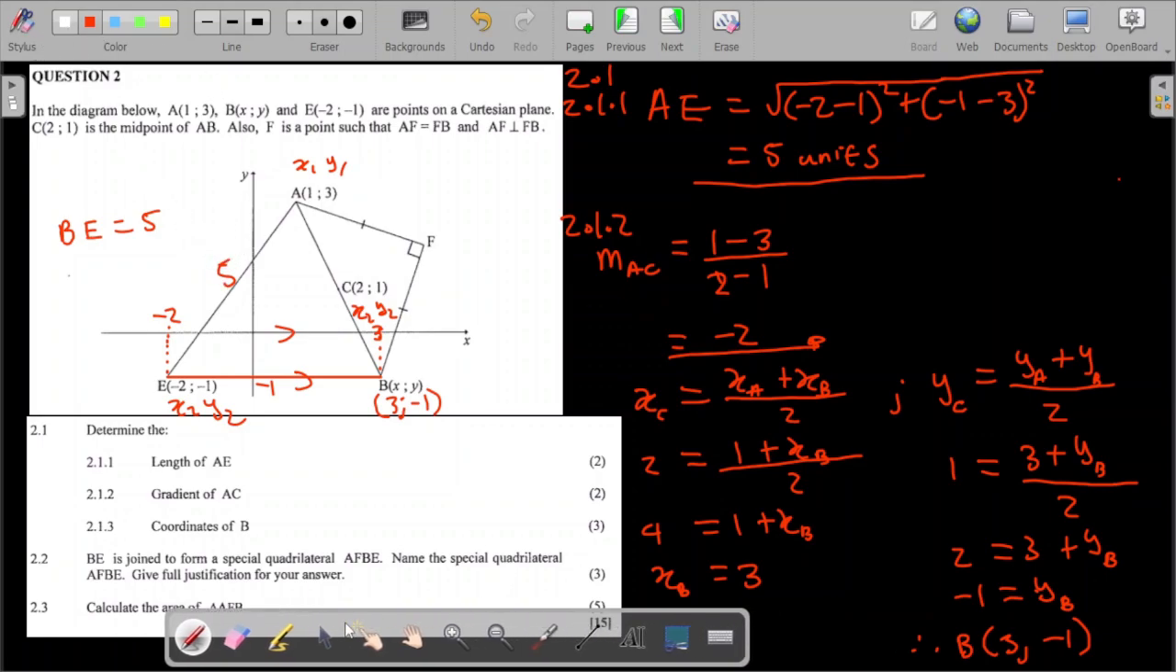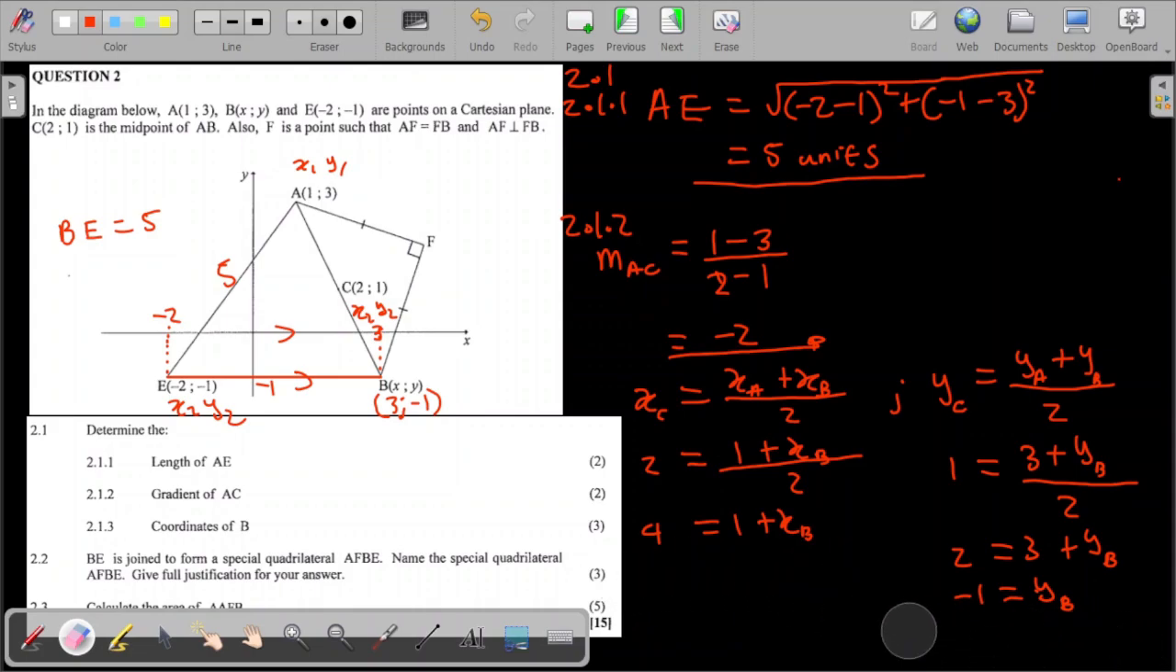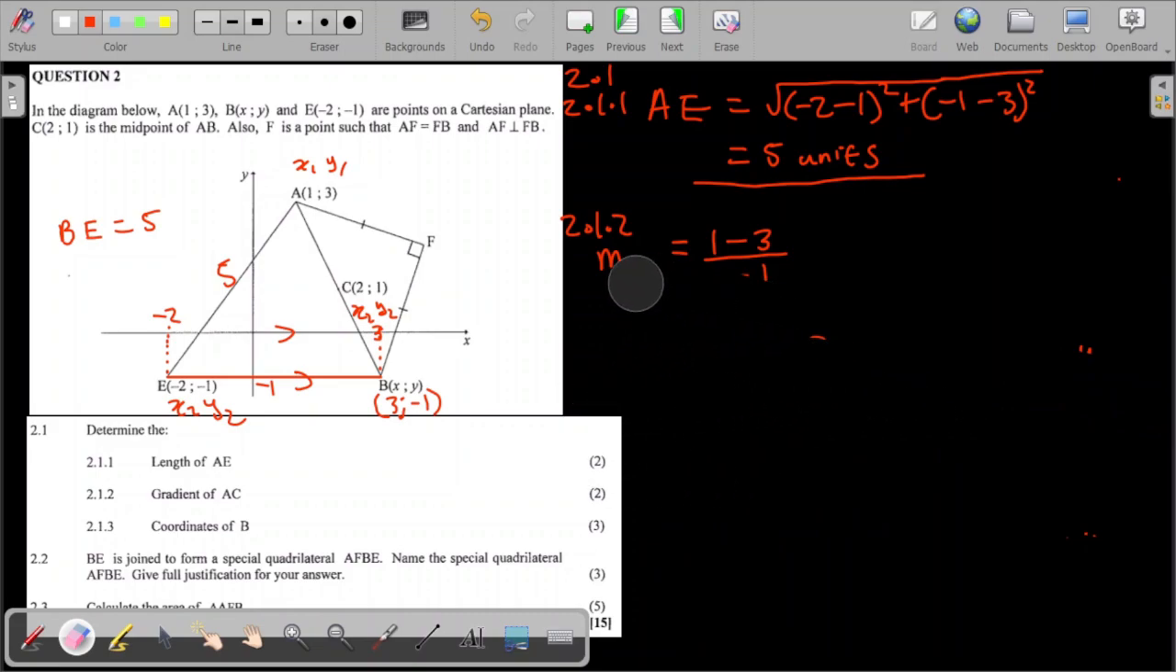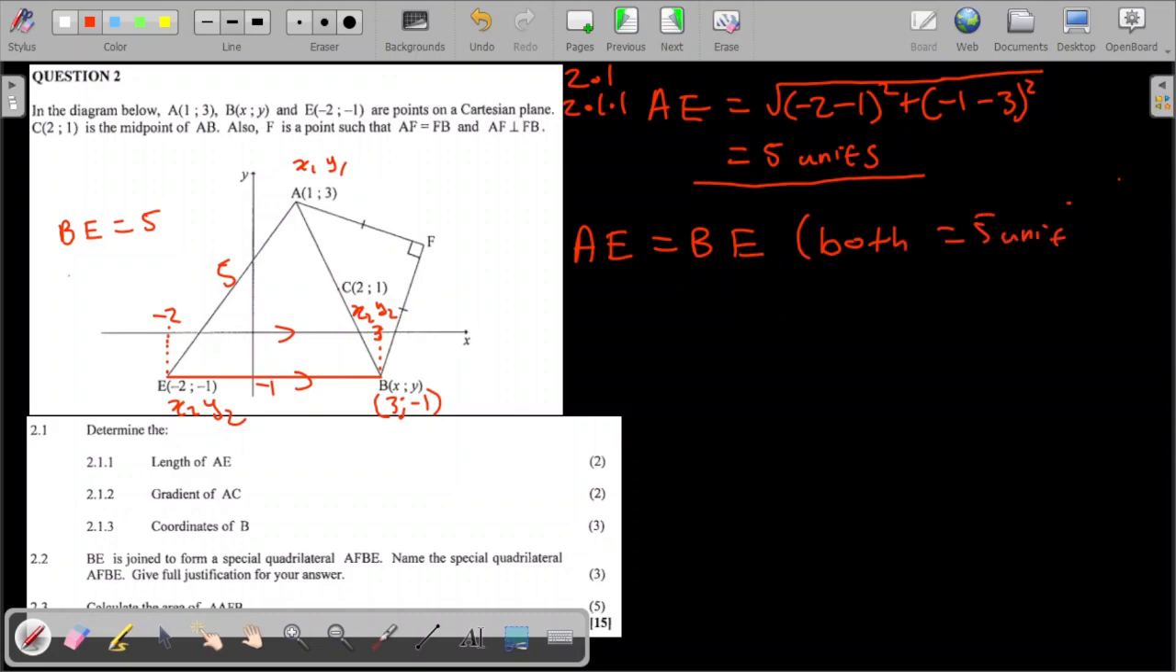So now let me find a space here so that we can see something that is very, very important. Now I know the length of this one is 5. So remember, the length of AE is equal to BE, because both of them are equal to 5 units. And also we are told, this is given, that AF is equal to FB.